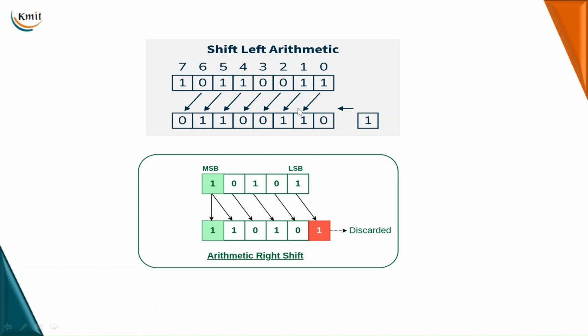This is left shift. In case of a right shift, you have to move the contents towards the right. So 1, 0, 1, 0. And the LSB will be discarded or rejected. And in place of this empty MSB, we have to replace the old MSB. This is the arithmetic right shift.